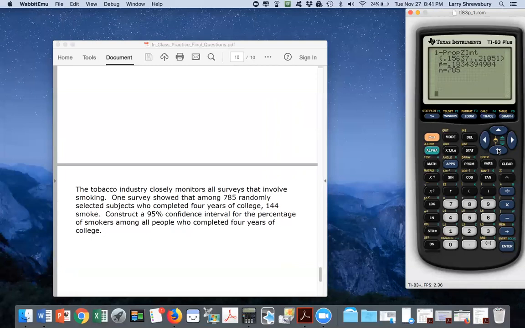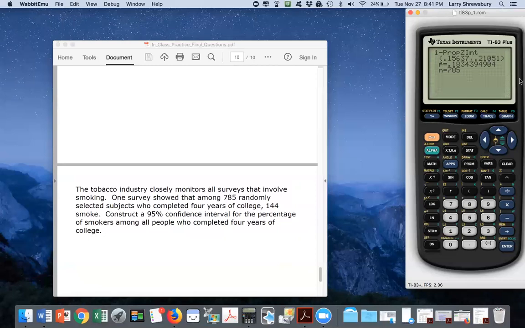So we're 95% confident that the population proportion, and let's just steal the words, population proportion of all smokers among people who have completed 4 years of college is somewhere between 15.637% and 21.051%.